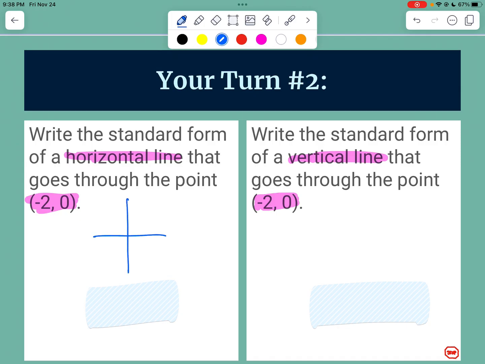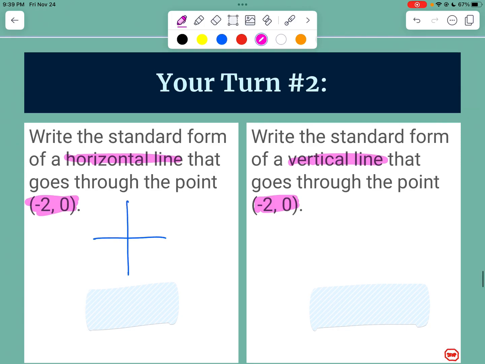All right, now that you are done, you should have a graph with a point at (-2, 0), and a horizontal line going through that. That's interesting. If it's horizontal, it's actually on the x-axis. That would be when our height is 0, because our y-coordinate is 0.